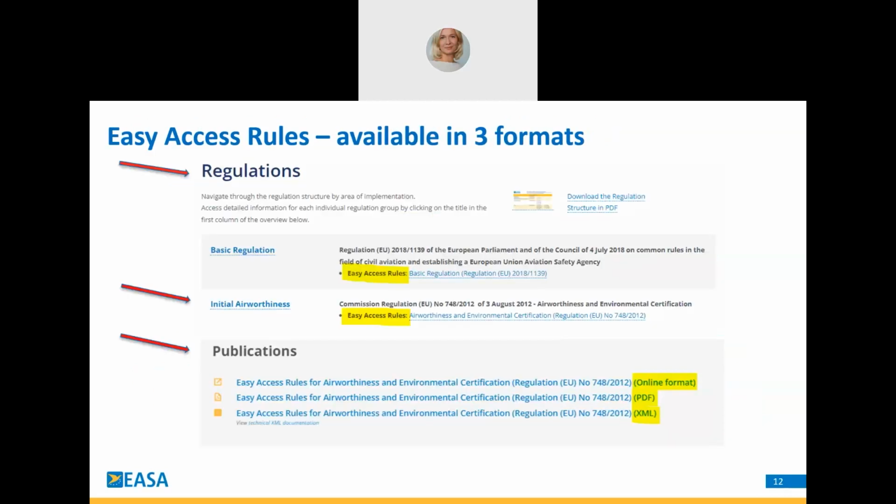And now where to find all those books, the easy access rules. So you enter the EASA website, then there is a main regulations page. The regulations page is structured into domains. You choose a domain of your interest, and under or next to the domain of your interest, there is always a ribbon easy access rules. Once you click on it, you will find those publications in the freely available format next to the related domain.